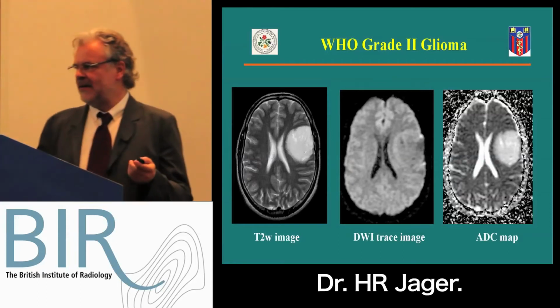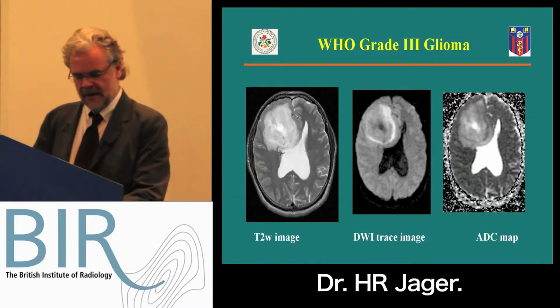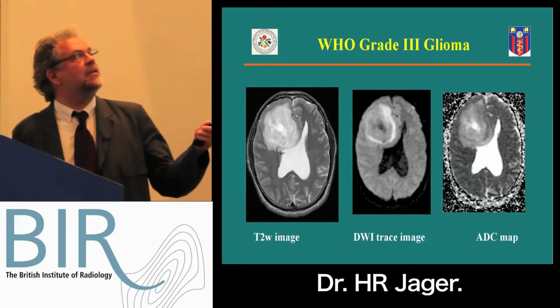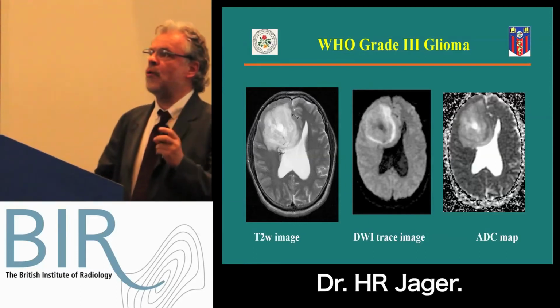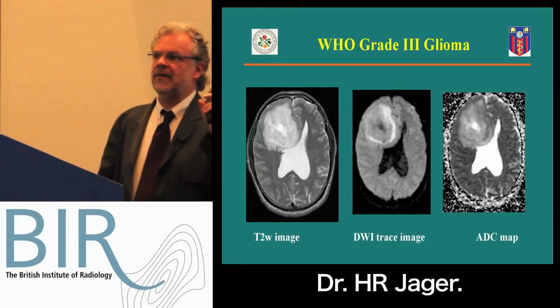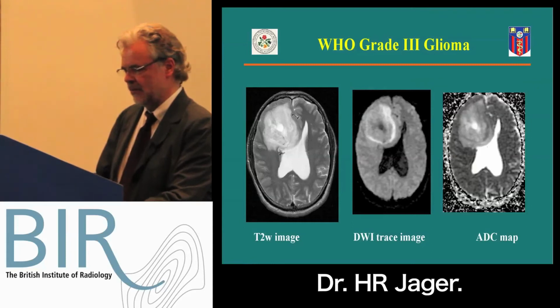So if you have a high-grade glioma, you can already see even on the trace-weighted image, it's more heterogeneous. You know, you have areas of cystic necrosis, you have a rim of restricted diffusion, and if you grade gliomas, you always look for the areas which are the lowest. So you go for the lowest ADC, and you do measurements there, regional measurements.